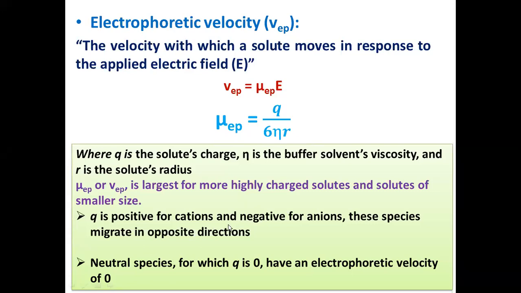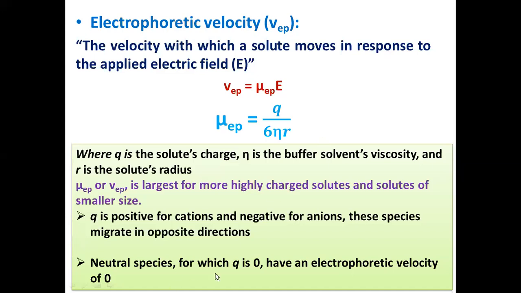So Q is positive for cations and negative for anions, and these species migrate in opposite directions. In place of +1, you put -1. The nu EP value is going to be very, very less. That's why anions are going to be eluted at last. So when you introduce the sample solution containing cations, neutrals, and anions, first the solutes which are positively charged are going to be eluted one by one. Then the neutral species will be eluted, or they may remain stationary without getting eluted. And at last, the anions are going to be eluted.